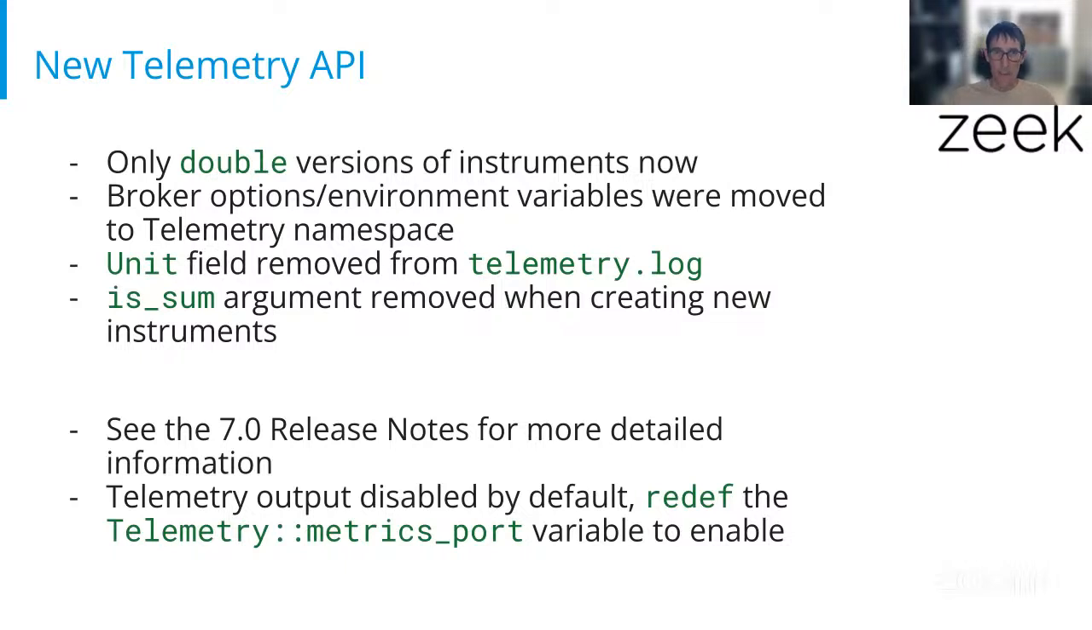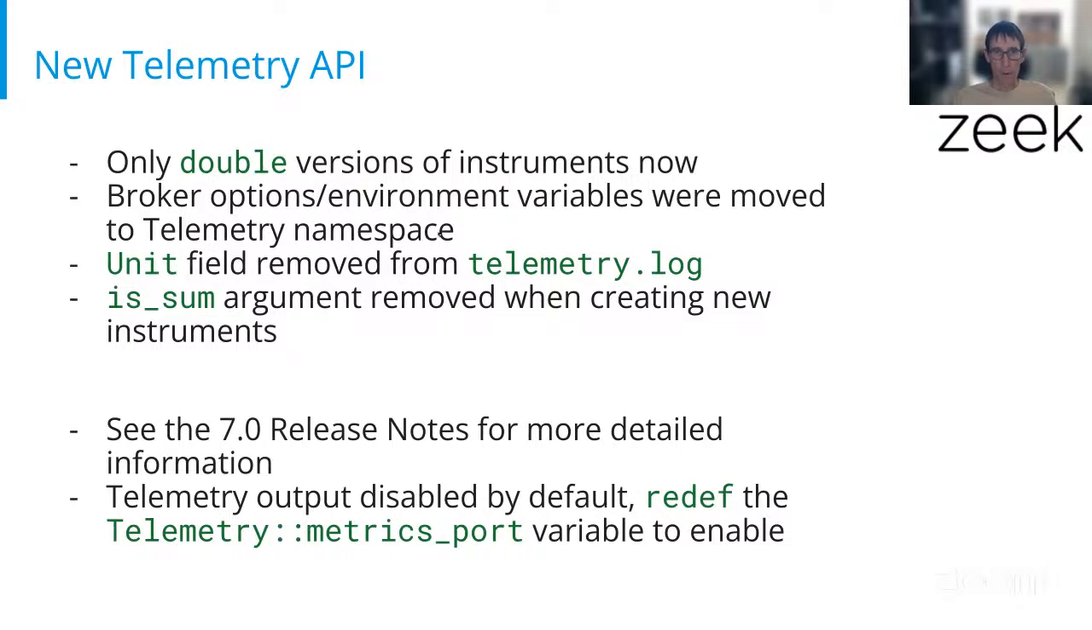The new telemetry API, not a whole lot has changed. It's really pretty close to the existing API. The big things are there's only double versions of instruments now. There are no longer count versions also. This is fine. Most of the data that was being loaded into Prometheus was well within the range of values of doubles anyways. That's a limitation of the Prometheus library. They only provide double instruments, and working around that wasn't really worth the effort.